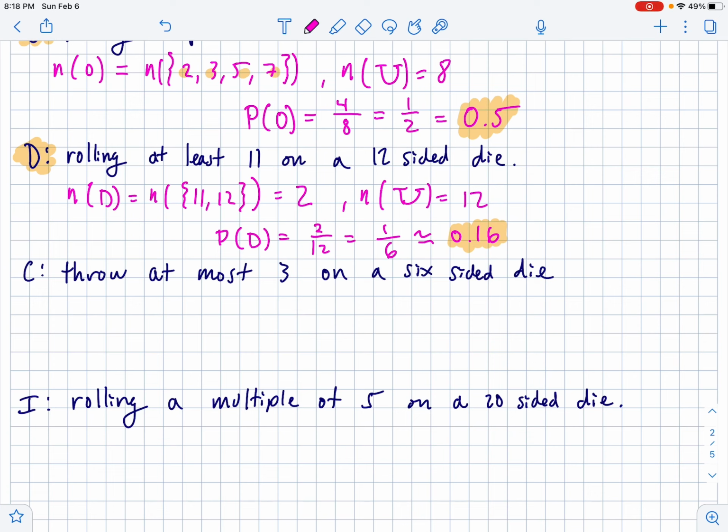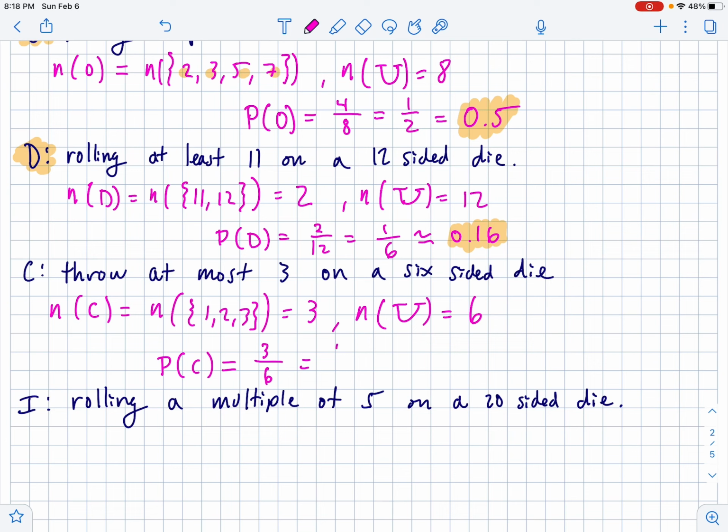You roll or throw at most 3 on a 6-sided die. So at most 3 means you could get 1, 2, or 3. So the number of ways that C can happen is 1, 2, 3, which is 3 different ways. And then the number of ways in the sample space is that there's 6 different ways the die can go. So the probability of C is 3 over 6, which is 1/2, which is another 0.5.